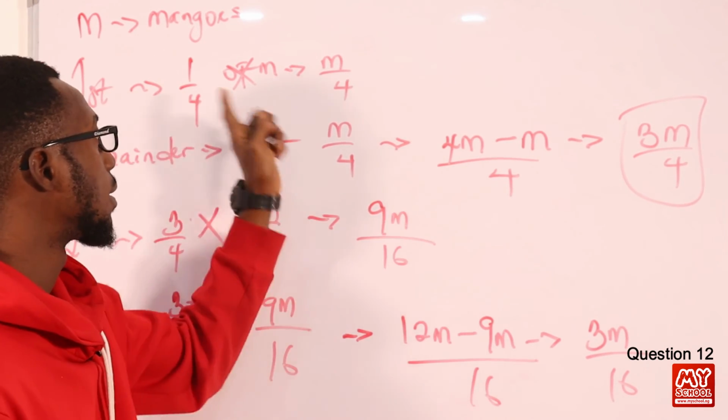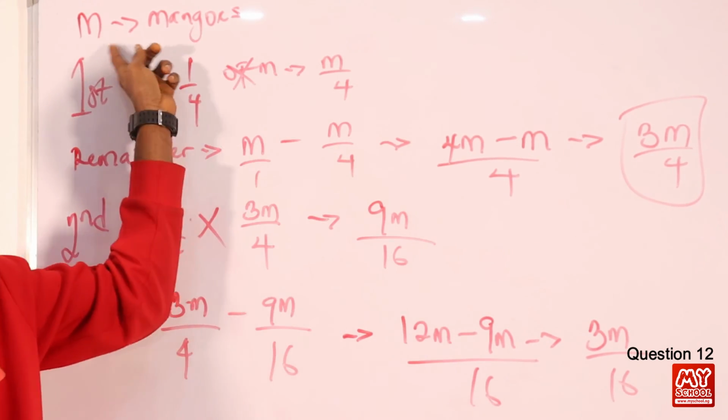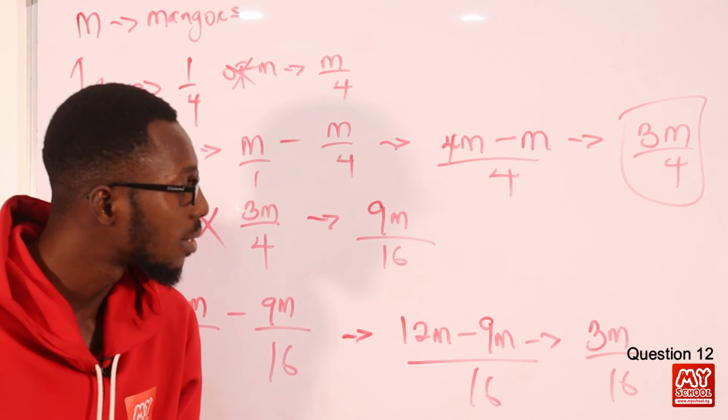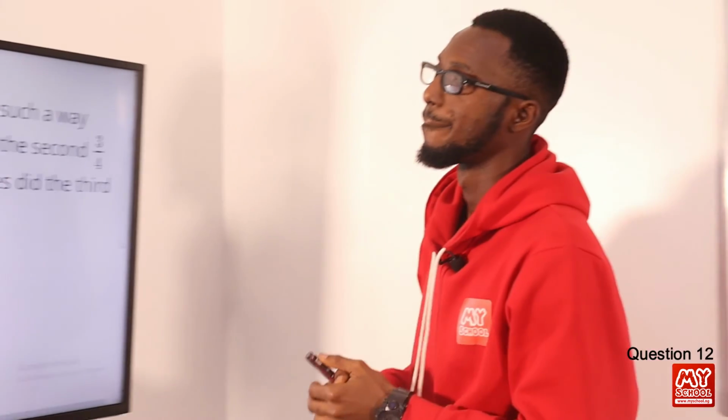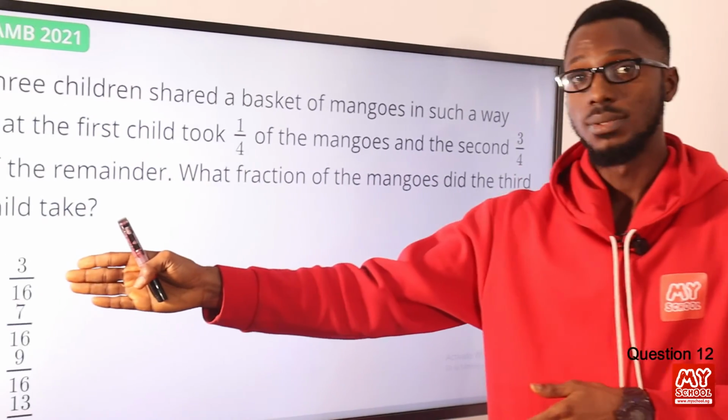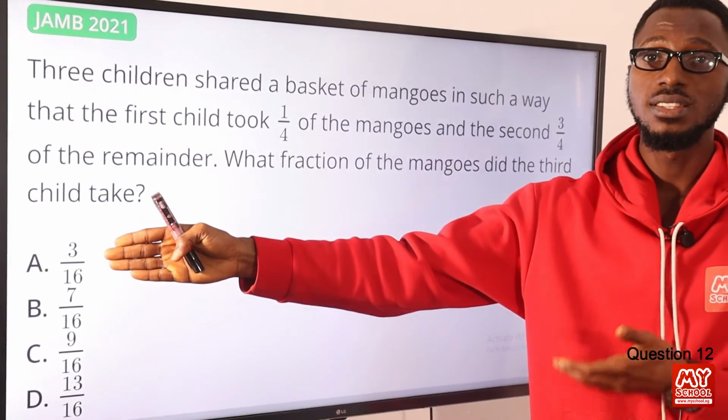So if you add up all of this, you see it should give us the total number of mangoes, M. So the third child has 3 over 16 of the mangoes, or 3M over 16, or 3 over 16. We find that, you can see option A, so option A is the correct option.